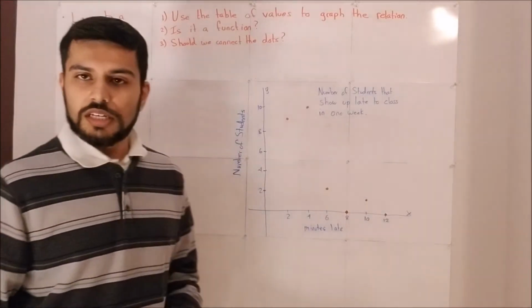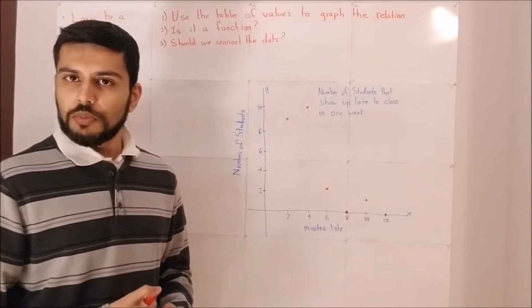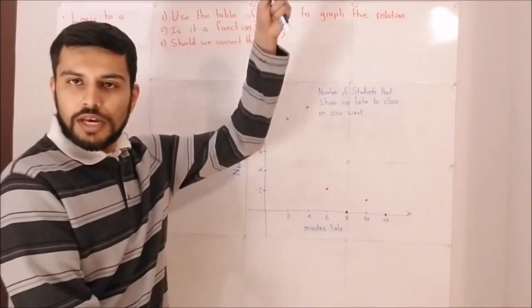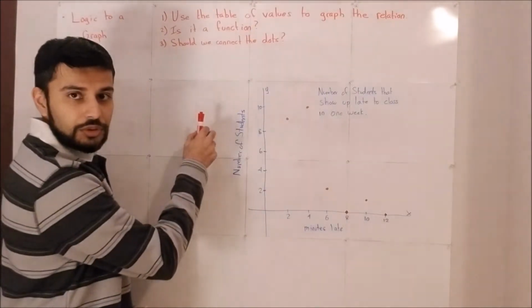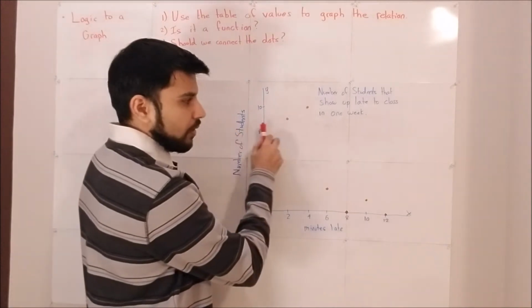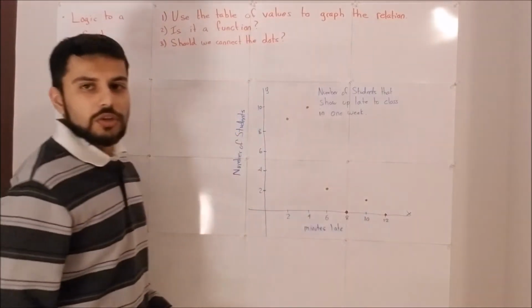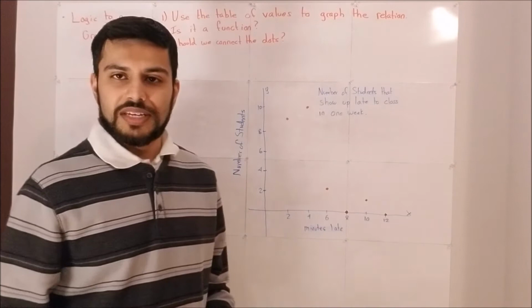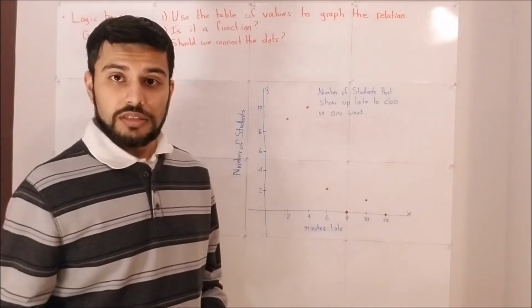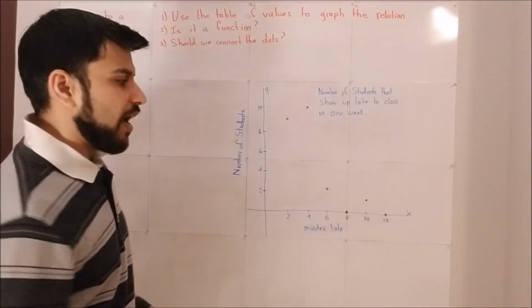Part 2, we need to see if this is a function. So if you remember, we figured that out by using our vertical line. So let's take our vertical line and move it all the way across. And you'll notice that we don't actually cross 2 points at the same time. Because of that, we can say that yes, this is in fact a function.